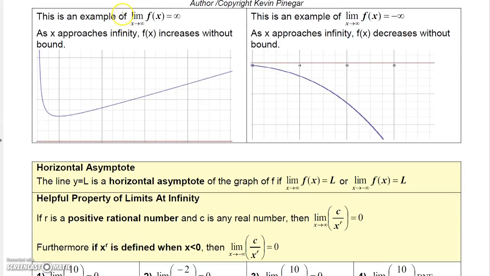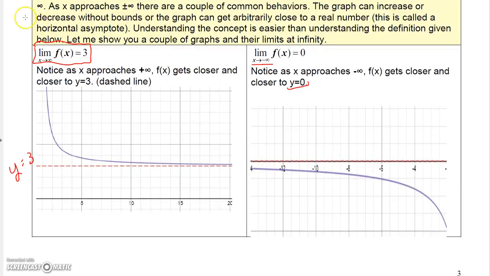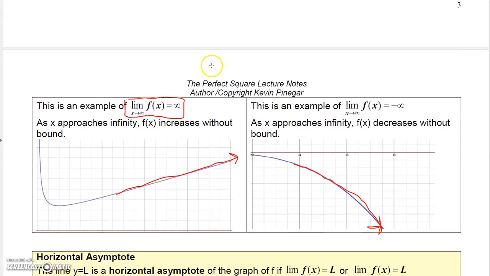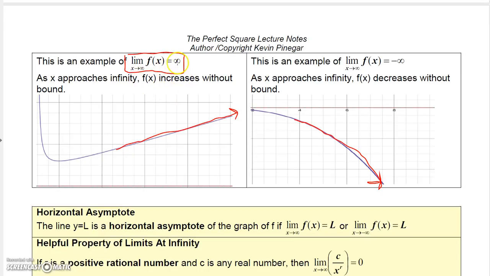So now, obviously, functions don't have to approach a number. Like here's a graph. As x gets large, the graph just continues to get large. And here, as x gets large, the graph continues to decrease. So you could have, like you had up here, as x approaches infinity, a constant, or as x approaches negative infinity, it could approach some constant. But also, you could have as x approaches infinity, the graph goes to infinity, or as x approaches infinity, the graph goes to negative infinity.